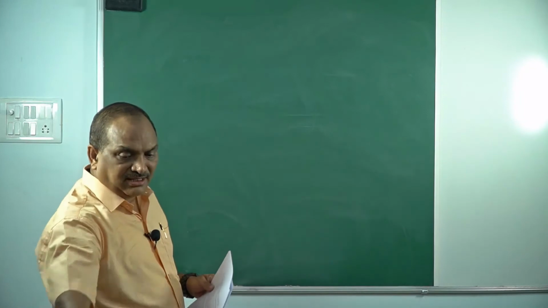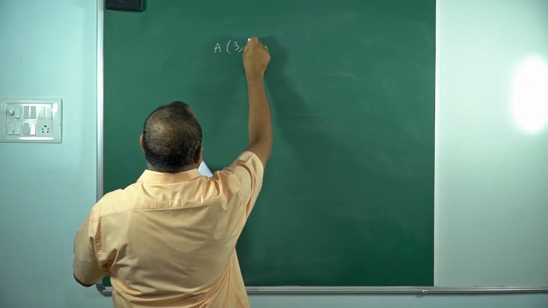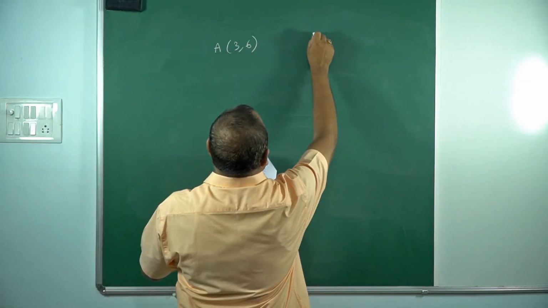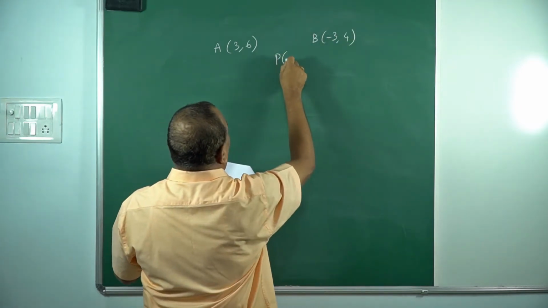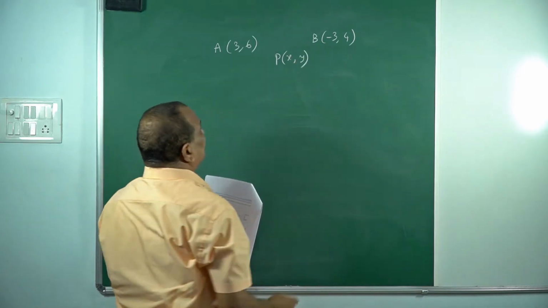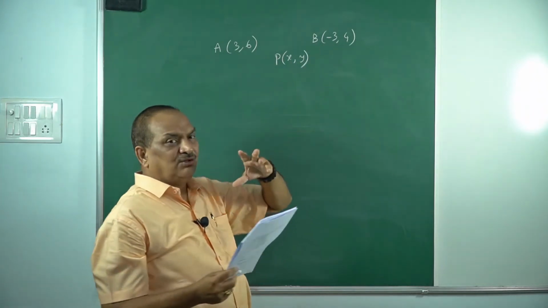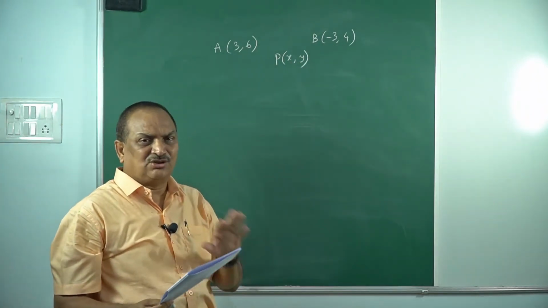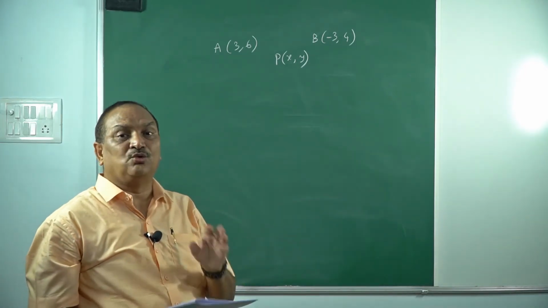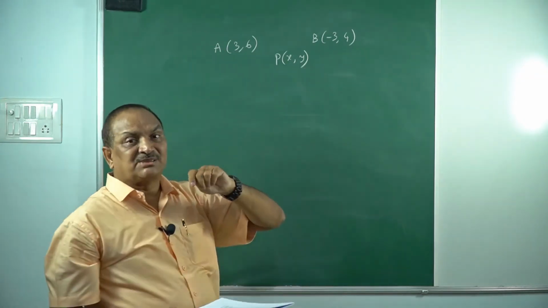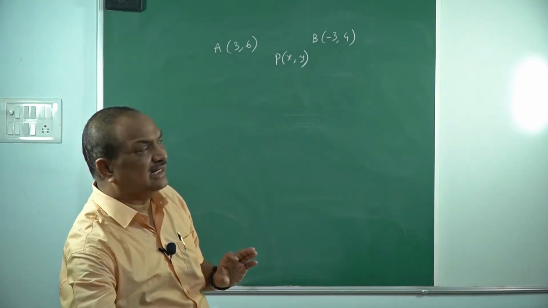There are 2 points given to you. One is (3, 6) and another point is (minus 3, 4). There is a point P whose coordinates are x and y, and P is equidistant from A and B. And you have to establish a relation between x and y. That's it. You just have to write a relation, not necessarily solve it. It could be solved, of course, because there are 2 variables here, x and y. There must be 2 hints for you, but only 1 hint is given. So you can't solve it, but you just have to write the relation between them.